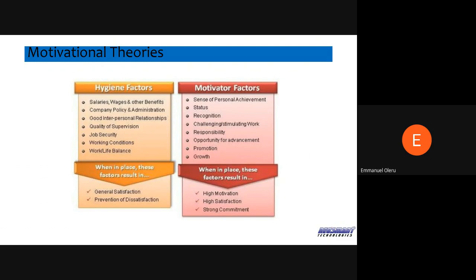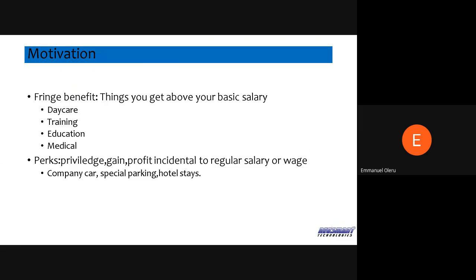So salaries, wages and other benefits, company policy, job security. These are good hygiene factors, right? And when these are in place, you see that yeah, there's general satisfaction. It prevents dissatisfaction. So this is what this does. However, despite the hygiene factors being there, you need to create motivator factors. Examples: status, recognition, responsibility, promotion, growth. When these are in place, you see that people are highly motivated, highly satisfied, and then there's strong commitment, right? Fringe benefits as well.